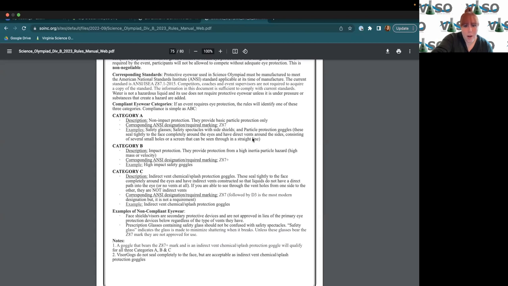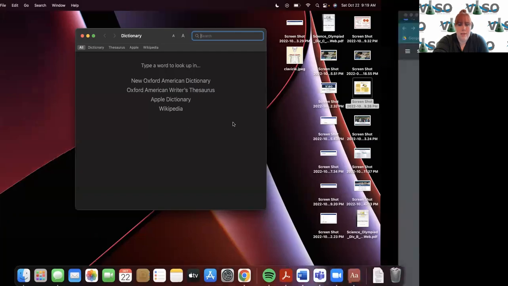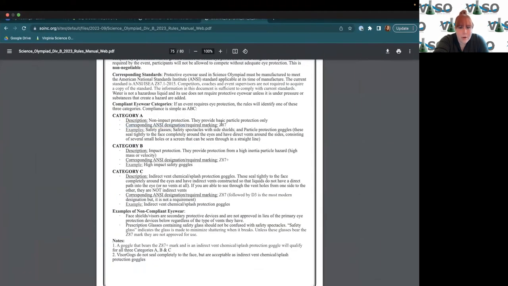And so the part that I want to draw your attention to is the corresponding ANSI designation required marking. Category A goggles have a different designation than category B. And then category C is also different. This designation, most importantly, is for impact rating, right?